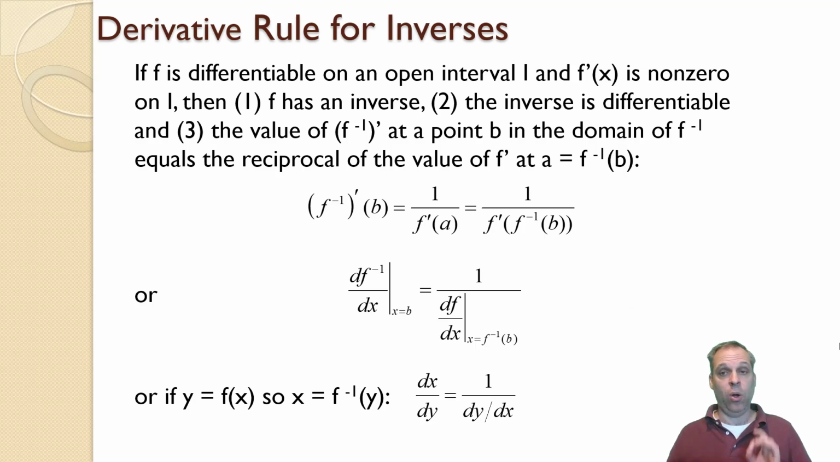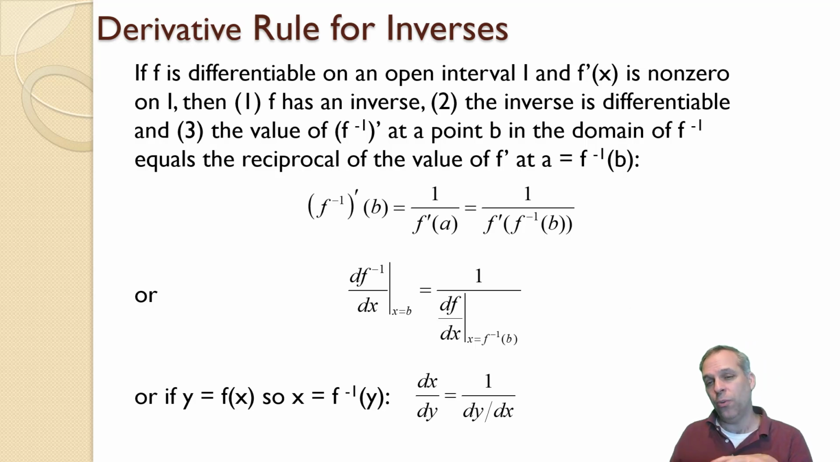The second thing is, not only does the function have an inverse, but that inverse is differentiable on the range of the function over that interval. And third, not only is it differentiable, I can tell you how to find the derivative at different values of the input. The value of the derivative at a point b in the domain of the inverse just equals the reciprocal of the value of the derivative of f at the corresponding input, which in this case would be a, or the inverse of b. In notation, you get that awful looking rule. That's the thing we'll use by far the most for the rest of this particular video.